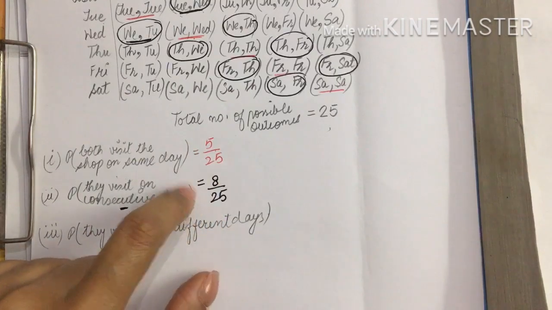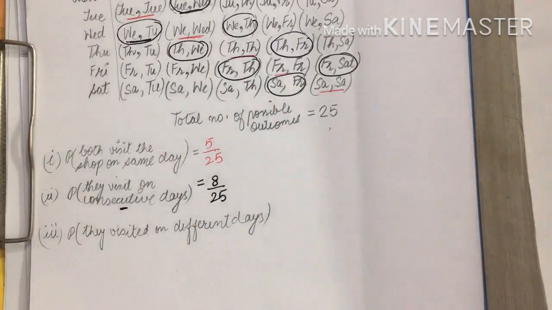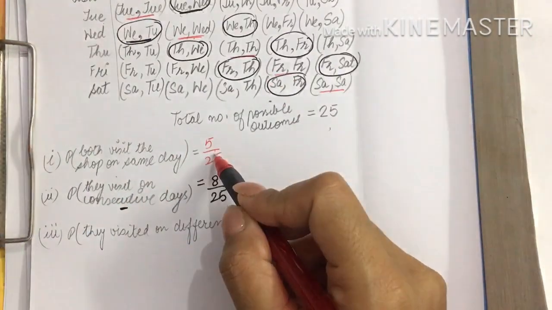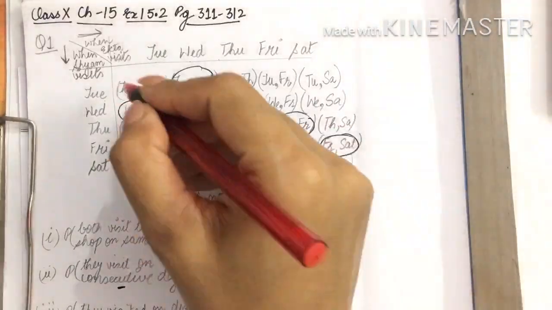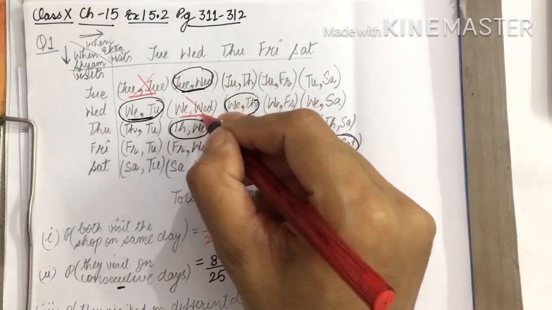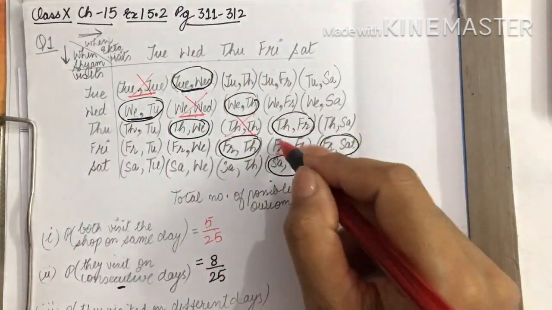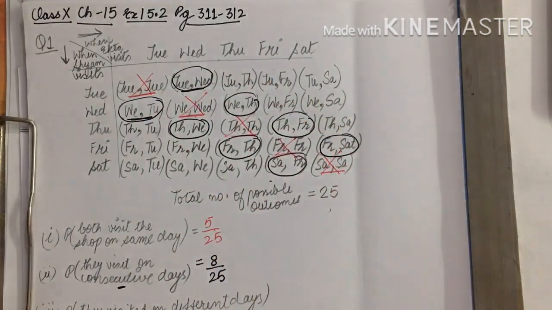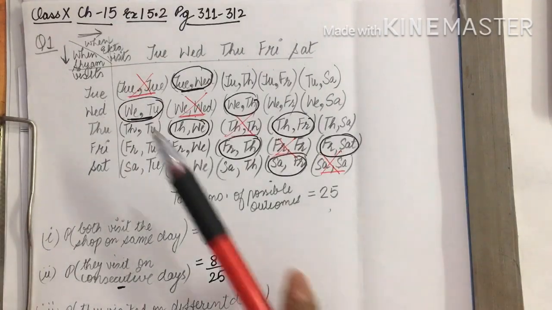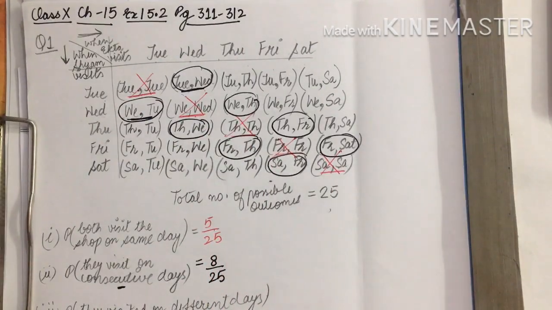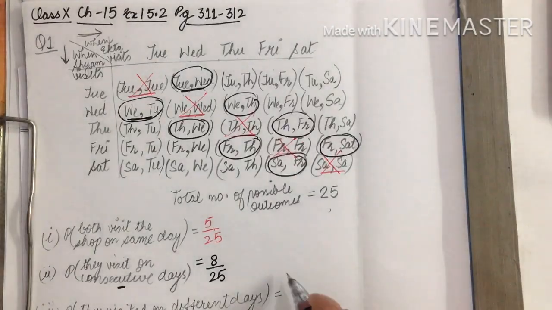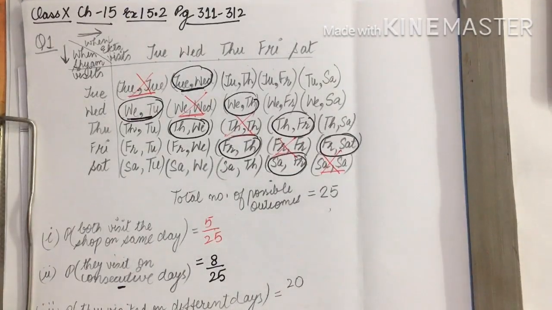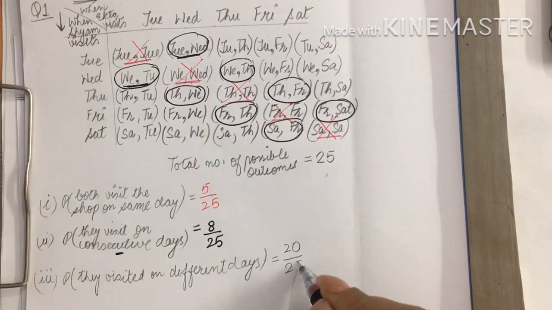This is one way of doing it, or you can just count from the table, delete the ones which show when they visited the shop on same day. So we want different days. This will be deleted, this will be deleted, this will be deleted, this will be deleted, and this will be deleted. Count all the other ones. The crossed ones will not be counted. So out of 25 I have crossed 5 outcomes. So I've got 20 by 25, and you can give the answer in simplified form.